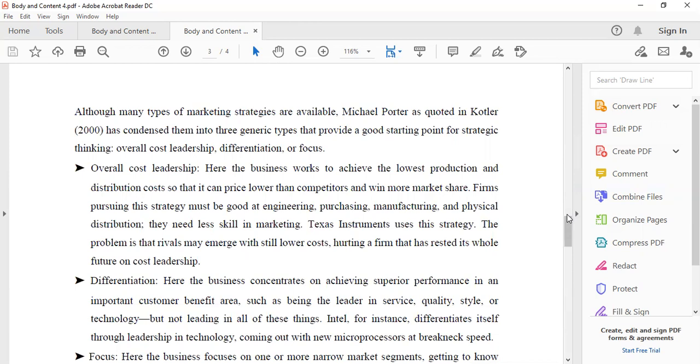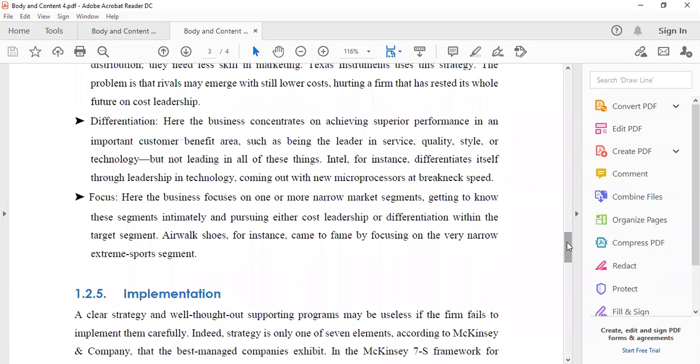Second is differentiation. In the differentiation strategy, an organization wishes to stand out in the crowd. That way, we believe that by being a leader in service, in quality, in style, innovativeness, it will appeal to a unique set of customers that are interested in such prestigious products.